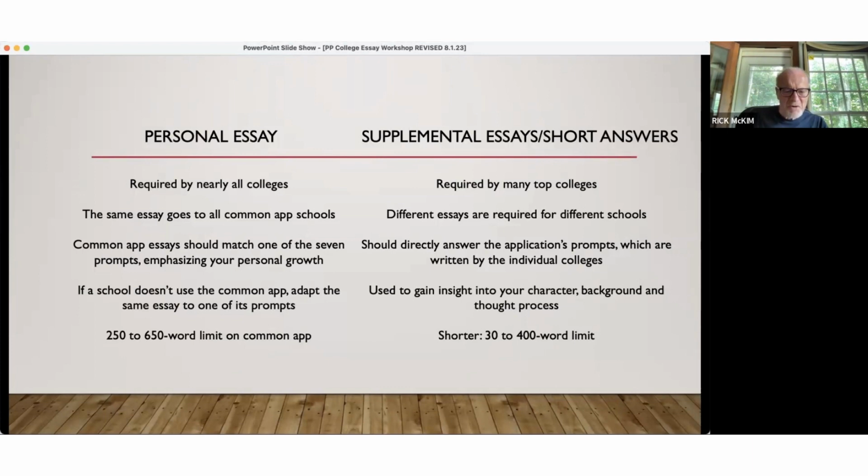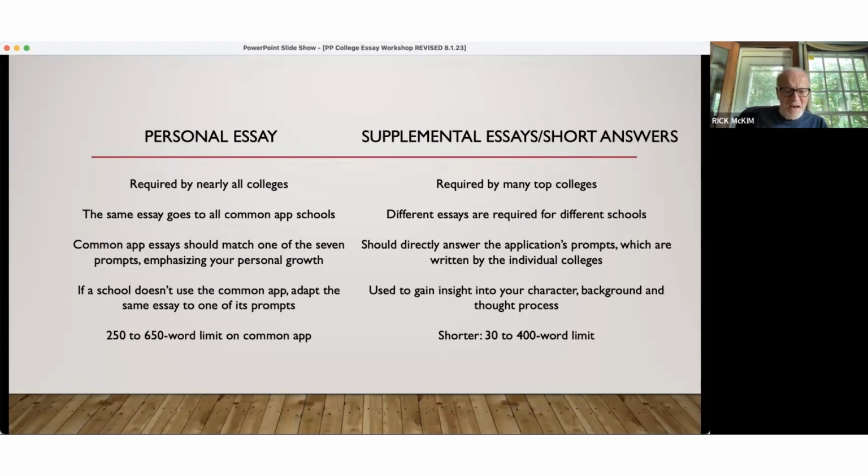The Common App essay should match one of the 7 prompts. We'll look at a set of 7 from last year in a few minutes. But the essays all have in common an emphasis on personal growth. You're going to tell a growth story of some kind that's personal and unique to you.